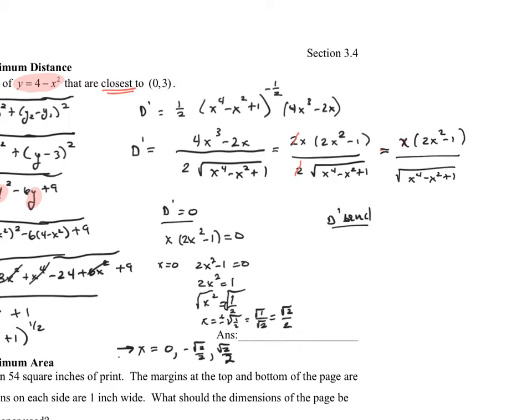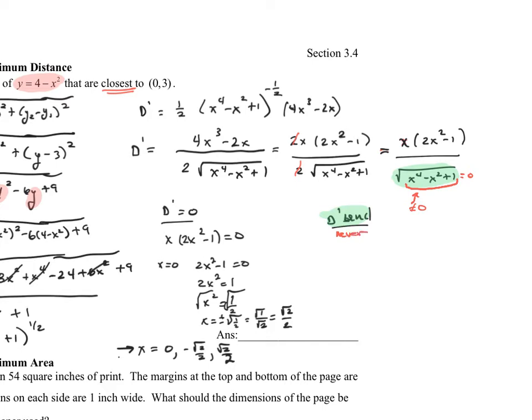I also need to check when this thing is undefined. Well, remember, a fraction is undefined only when the denominator is equal to 0. So for the denominator to equal 0, we would have to have this function right here equal to 0. And if you look at this, because it's all even powers, x to the 4th, x squared, and we're adding 1, this can never equal 0. So we don't need to worry. This is always a positive number. It's never undefined. So we have our critical values at this point.